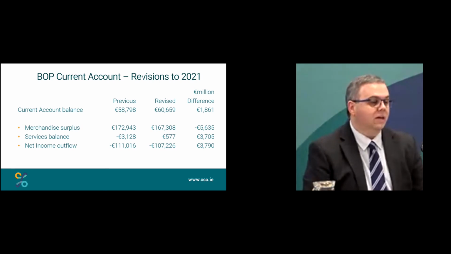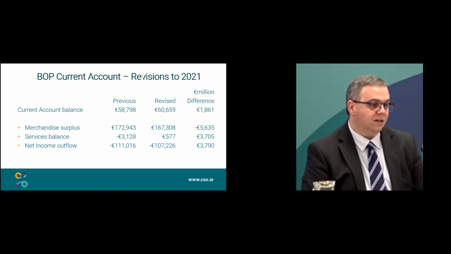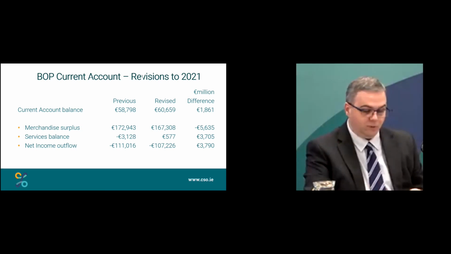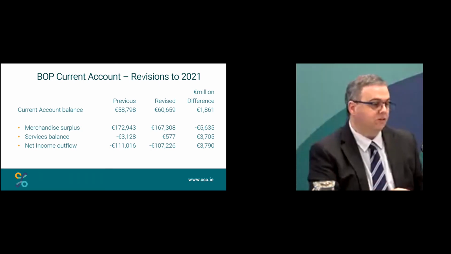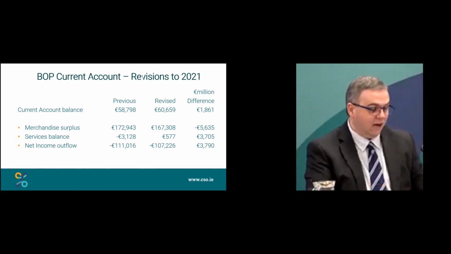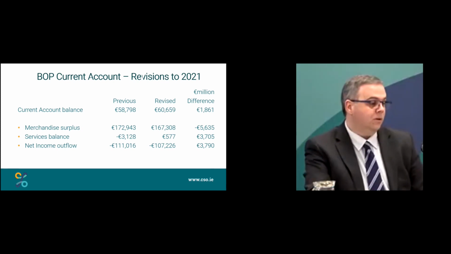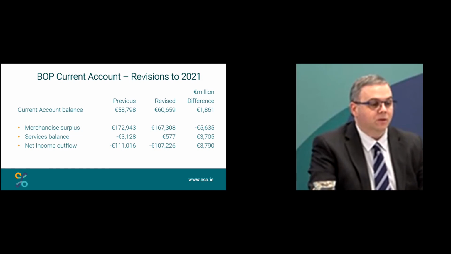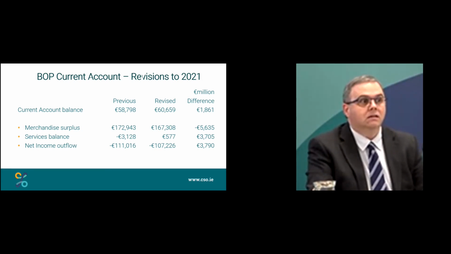Looking at the revisions to 2021, we can see our merchandise surplus is now 167 billion euros, which is down 5.6 billion on the previous figures. Our services balance is now 577 million euros, which is up 3.7 billion on the previous figures. And our net income outflow is now 107 billion euros, which is a decrease of 3.8 billion on the previous figures. And these all combine to give us a current account balance of 60.7 billion euros, which has increased by 1.9 billion on the previous figures.